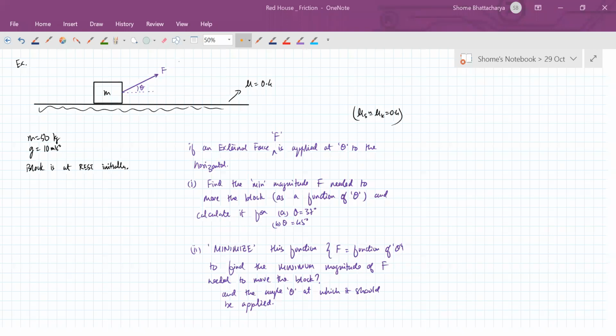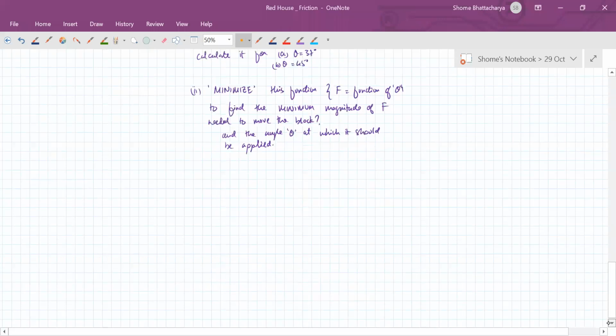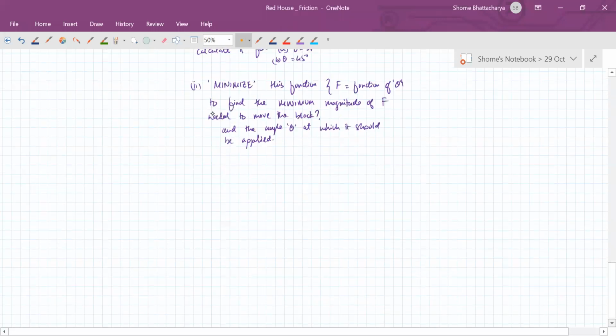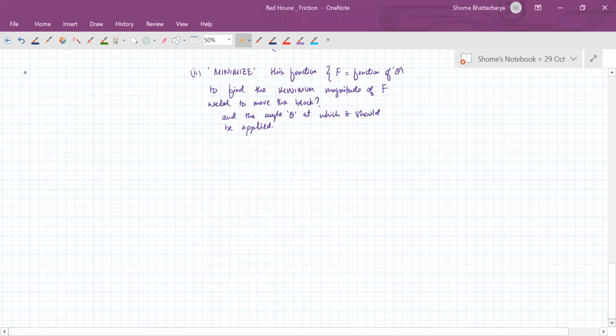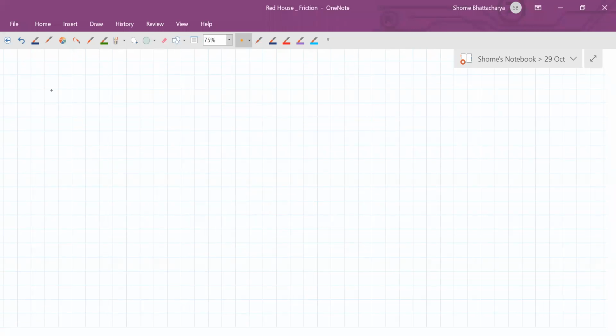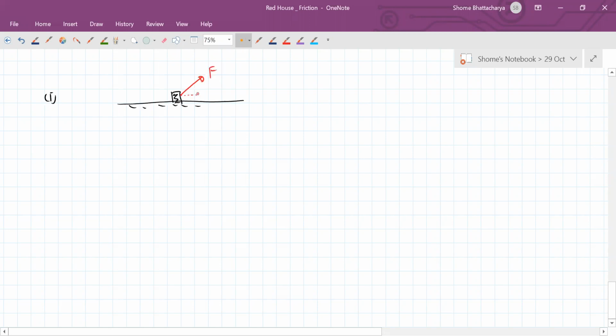Okay, so let me work out the first part. So to get this mu as a function of theta, you make the free body diagram of the block. So when it's lying on this surface, now we are applying this force at an angle theta to the horizontal. And while we are doing that, there is mg acting, there is normal reaction acting, and there is friction acting.